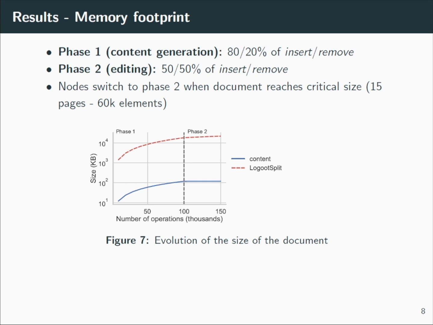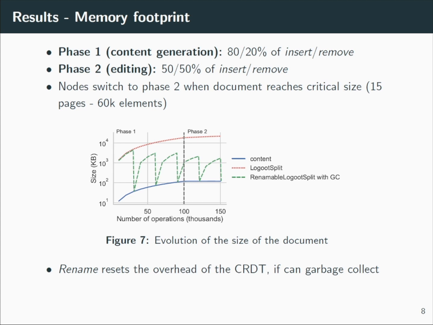So, in blue you can see the evolution of the size of the content. During the first phase it increased and then stabilized during the second one. In red you can see the continuous growth of the Rukusplit document. And then we measured the evolution of the size of a renameable Rukusplit document. And we benchmarked two different scenarios. In green is the first one, it's the best case scenario for renameable Rukusplit.